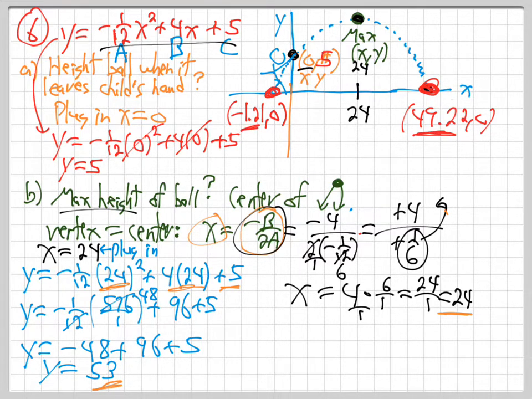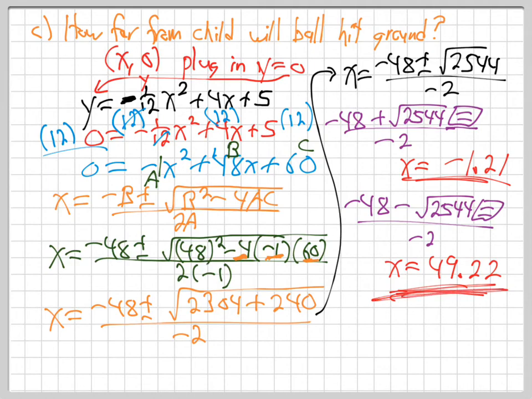What's this negative answer? Well, that's if the ball could continue on the same U-shaped parabolic arc, and went backwards in time, it would have hit 1.21 feet behind him. But of course, we don't go backwards in time. Math doesn't know that. It's just telling us the other place where the parabola would be a height of 0. We ignore that answer. That's not in real life. The real life answer is the 49.22. So that's the real answer. That's where the ball hits.